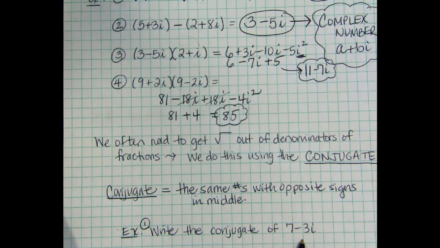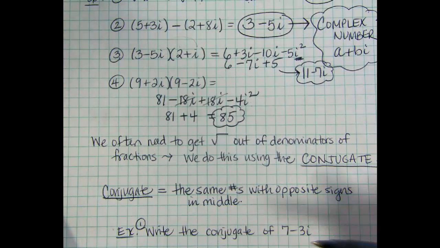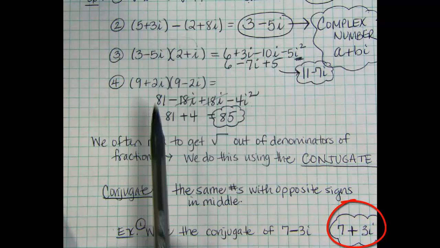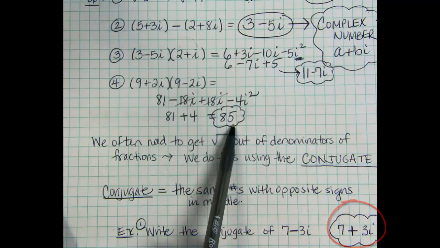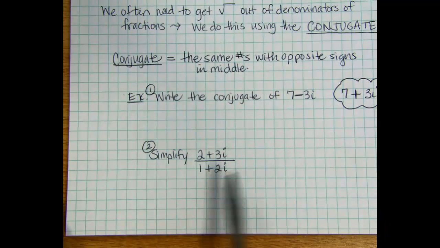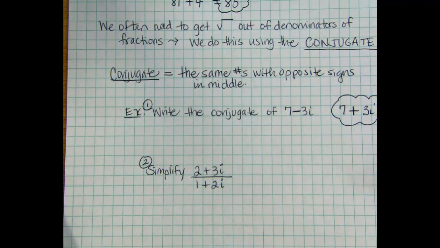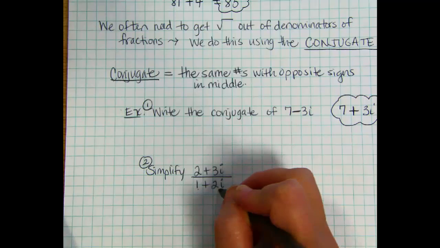Conjugates. Write the conjugate of 7 plus 3i. Well, they have the same numbers, 7 and 3i, but the opposite sign in the middle. Opposite of subtraction is addition. So conjugates are the same numbers with opposite signs in the middle. Who cares? Well, we saw when we multiply two conjugates, we get a real number. And so to get rid of square roots or imaginary numbers in the bottom of a fraction, to make them real, we need to multiply by the conjugate.